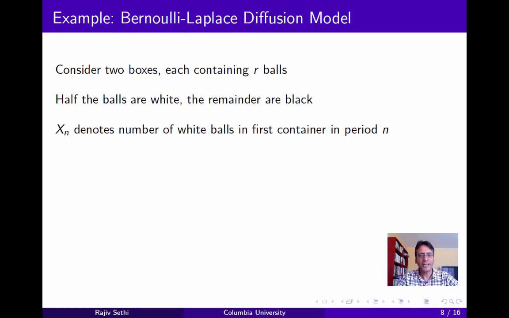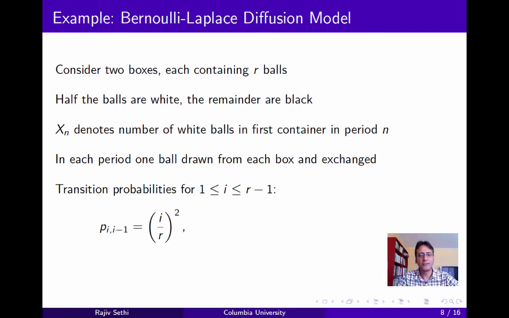The random variable xn denotes the number of white balls in the first container in period n. And in each period, one ball is drawn from each box, and these two are exchanged. Now let's look at the transition probabilities. So suppose that we have I white balls in the first container in some period, and we want to consider the likelihood of transitioning to state j in one period.